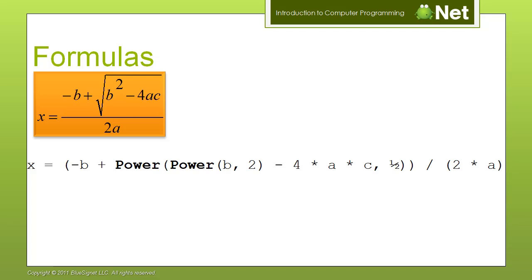So negative b plus the power to the 1/2 of b to the power of 2, which we see is power paren b comma 2. So b to the power of 2 minus 4 times a times c. So in the order of operations, I think that'll just go left to right. So the power function will evaluate first, power b to the power of 2, then 4 times a times c, and then those will be subtracted from each other, which will result in the value that's calculated by power to the power of 1/2. And lastly, that gets added to negative b. Once that has been performed and evaluated, then it continues on to the forward slash and evaluates the 2 times the a, and the result of that is divided into the result of the upper half.